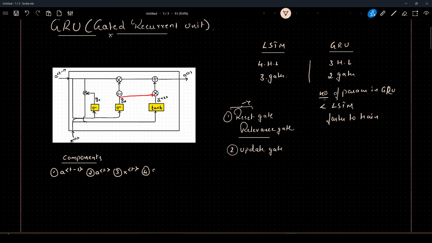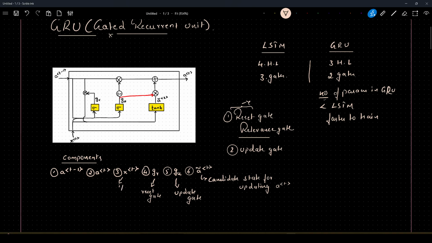Fourth, we have the reset gate. Fifth, we have the update gate. And sixth, we have something represented as a bar t. This is our candidate state for updating, or calculating, AT. This GU is the update gate. This GR is the reset gate.